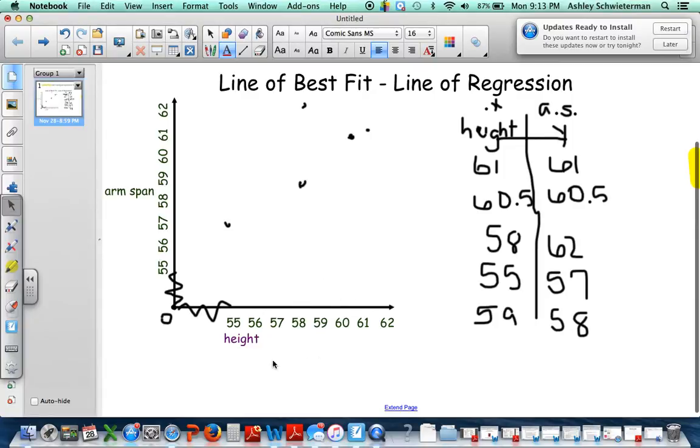As height increases, that's going this way, arm span is also increasing. It's going upwards. So just like in slope, you're reading from left to right. It's going upwards from left to right. Ironically, just like slope, it's going up from left to right. This is a positive correlation.